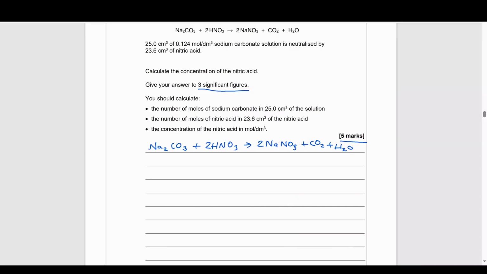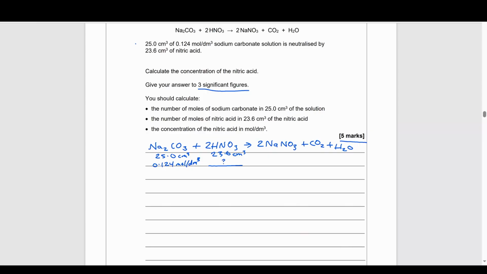So for our sodium carbonate, what piece of information have they given us? Well, they've given us the volume, 25 centimeter cubed, and they've given us the concentration, 0.124 moles per decimeter cubed. So let's just write that underneath our first reactant. And we can do the same thing for our next reactant. So for our nitric acid, what are we given? We're given the volume only, 23.6 centimeter cubed. We're not given a concentration. That's the thing that we're trying to find right now.